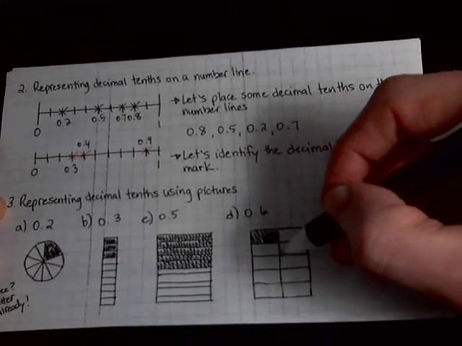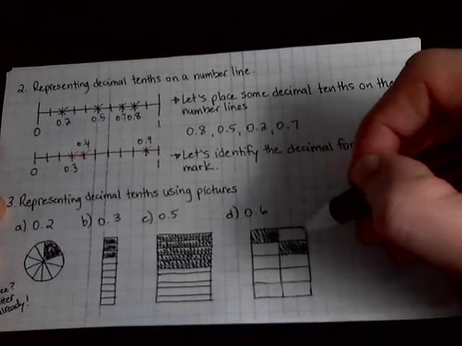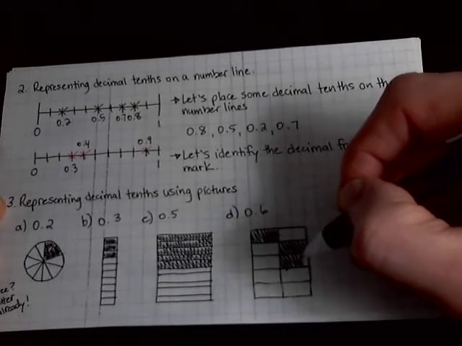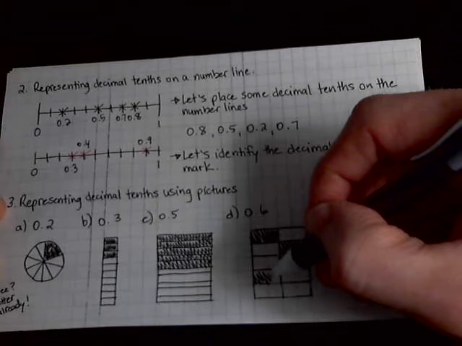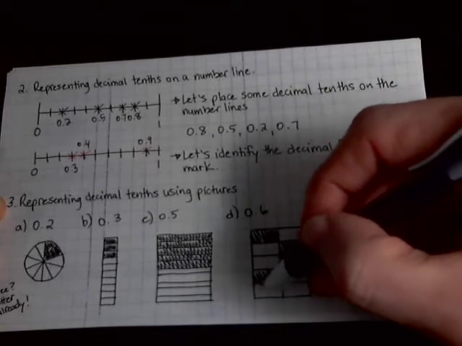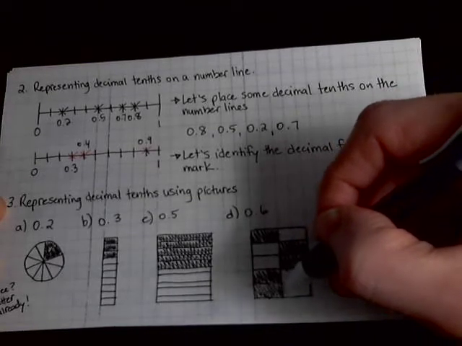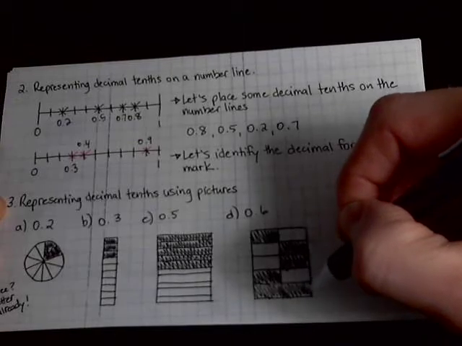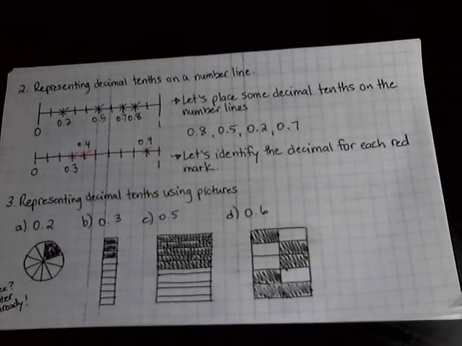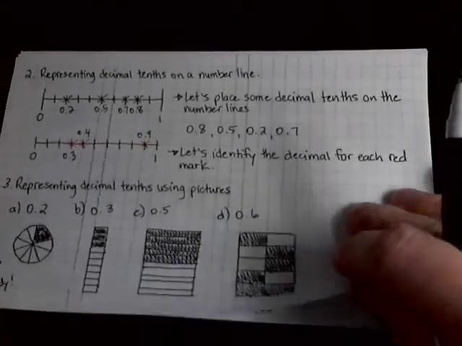And then if I have 0.6, same kind of deal, I can color in. I don't even have to color them in the same area. I just have to color in 6 of them. 1, 2, 3, 4, 5, and 6. So again, they don't have to be all lined up as long as the same number is colored in. If you wanted to color 6 in that way, that's fine.